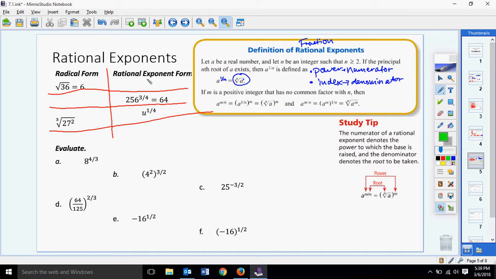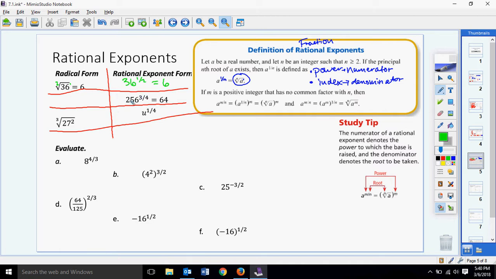Let's try to do that over here. I have the square root of 36. That's in radical form. So my index here is 2, and the power on 36 is 1. So I can rewrite this as 36 to the 1/2 power. 1, since it's my power, is my numerator, 2, since it's my index, is my denominator. That also equals 6. These mean the same thing. Two different forms, but they both give me 6.